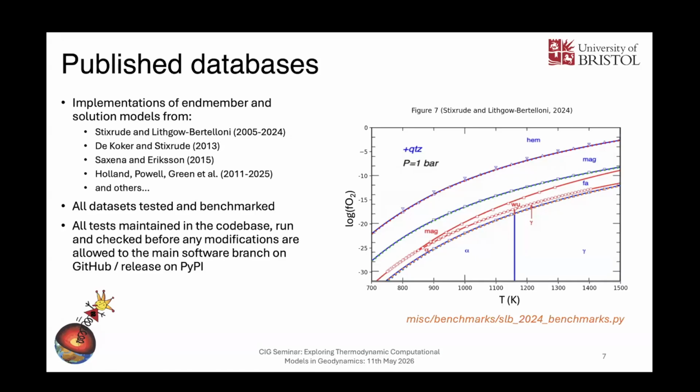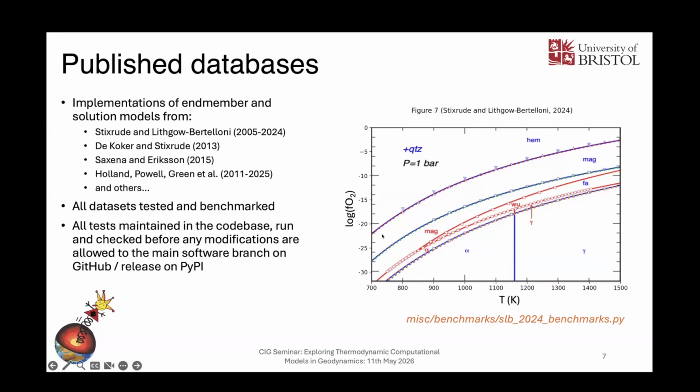One of the nice things about BurnMan is that because it's written in this modular way and because it doesn't take all that many lines of code to make a figure, all of the data sets are tested and benchmarked quite thoroughly to the original figures. And so here is one of the figures from Stixrude and Lithgow-Bertelloni, 2024. And one of the things that I've been doing recently is working with the developers of other codes to provide secondary benchmarks so that we can make sure that all of our codes within the community provide the same results, at least within a few joules per mole.